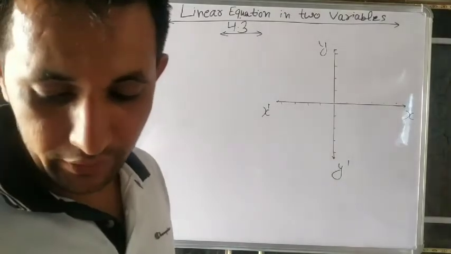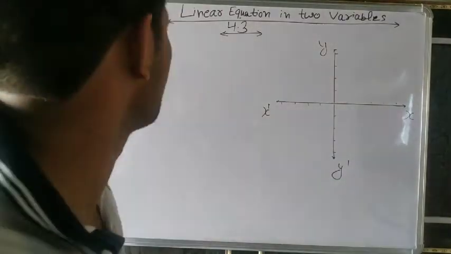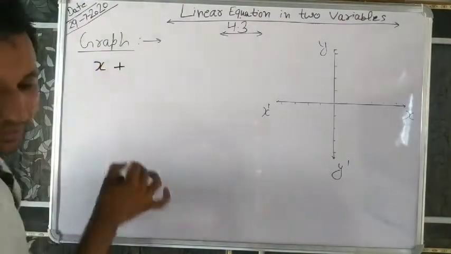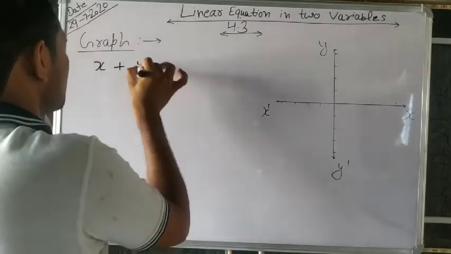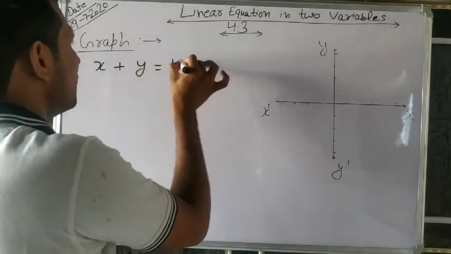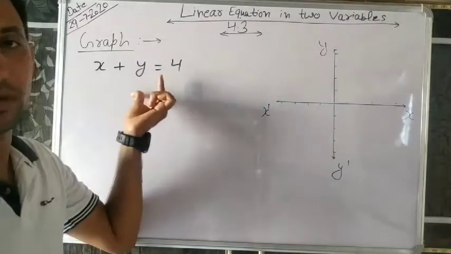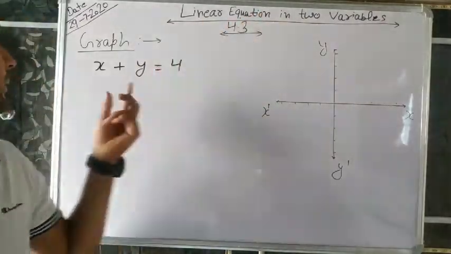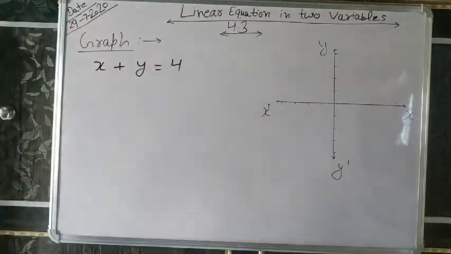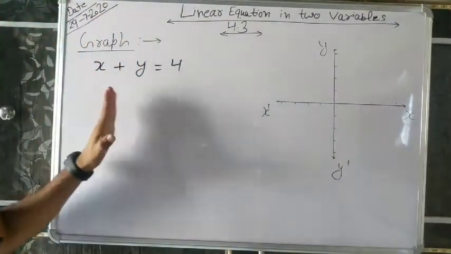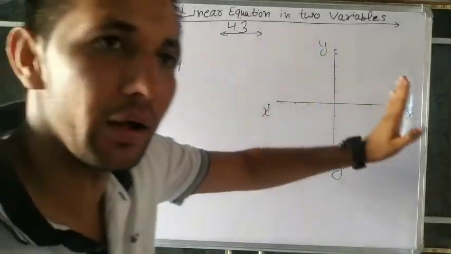Draw the graph of each of the following. The first part is: x plus y equal to 4. We have to draw the graph of this linear equation in two variables. So first we will find the solution, then we will draw the graph.